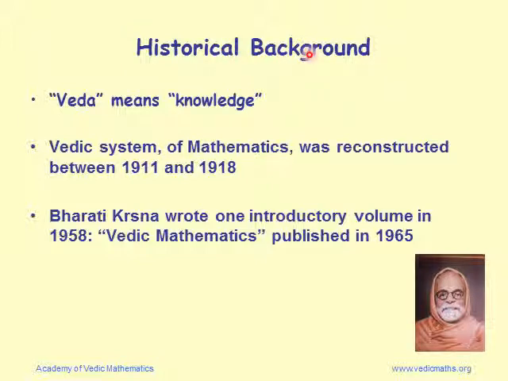Let's do some very brief historical background here. Veda means knowledge, and the Vedic system of mathematics, which is knowledge about mathematics, was constructed between 1911 and 1918. Bharati Krishna wrote one introductory volume in 1958, and the book Vedic Mathematics was published in 1965. And here is one of his pictures.